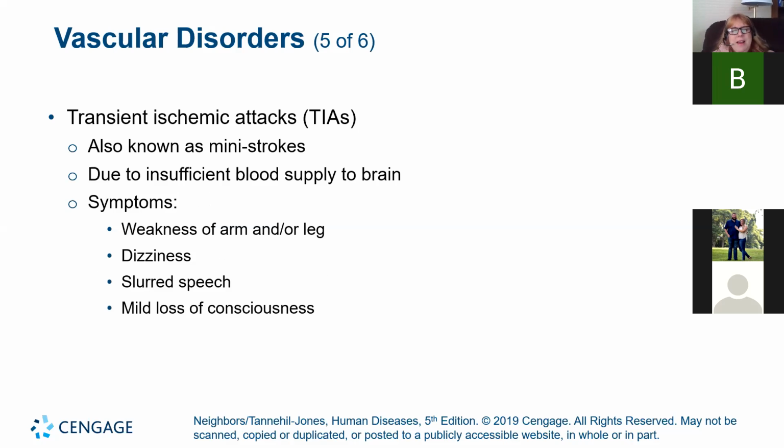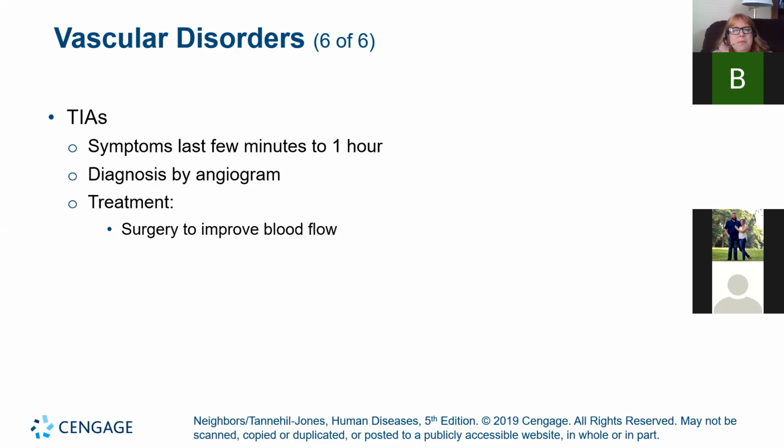Okay. A TIA is a transient ischemic attack. These are known as mini strokes. They again are due to insufficient blood supply to the brain. It usually starts with some weakness and some dizziness, a little bit of slurred speech, maybe just somebody faints. They can last for a few minutes to an hour, okay?